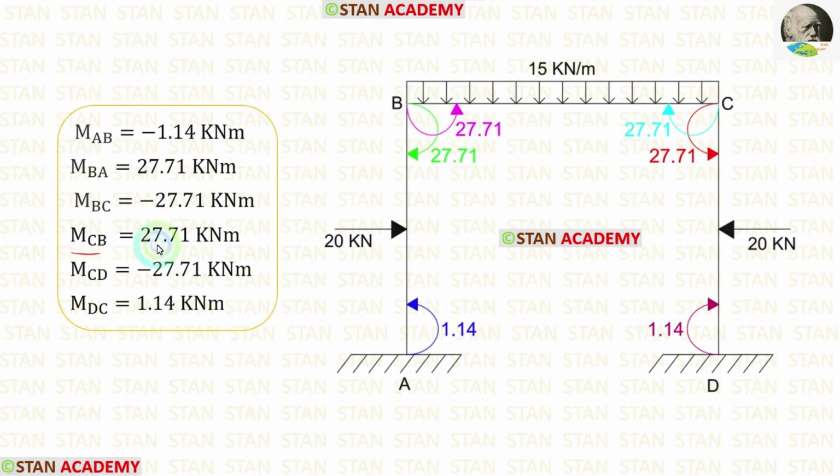For MCB, we have got a positive value. That means it is acting in the clockwise direction. For MCD, we have got a negative value. That means it is acting in the anti-clockwise direction. For MDC, we have got a positive value. That means it is acting in the clockwise direction.